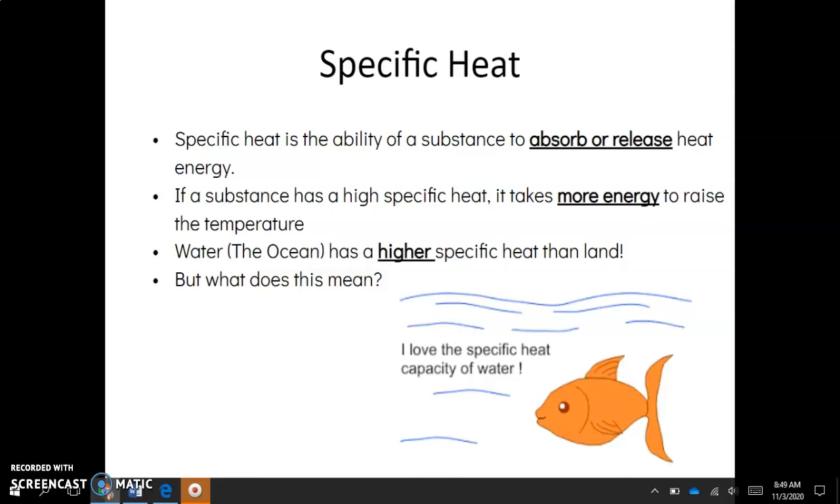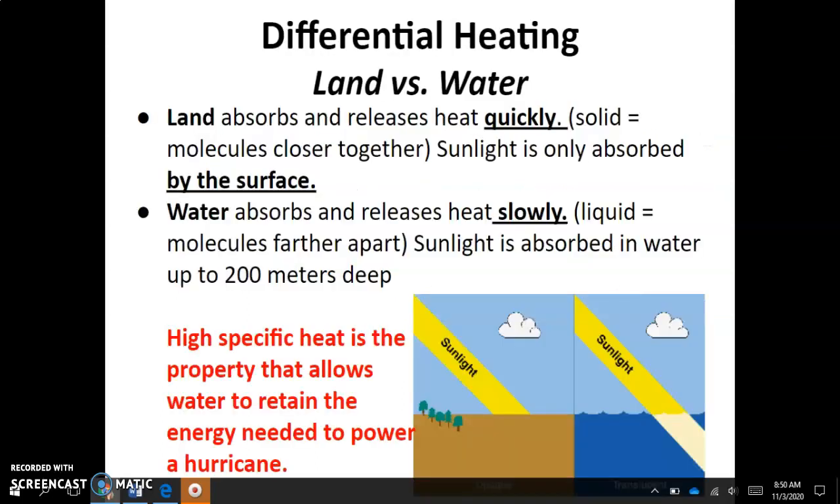So water, specifically the ocean that we're talking about here, has a higher specific heat than land. So what does that mean? It means that it's going to take a lot more energy from the sun to raise the temperature of the ocean than it will to raise the temperature of the land. And that goes back to that concept of differential heating. So differential heating, again, we've talked about this before, but it's always good to review. So remember, differential heating is just the idea that different substances require different energy to heat up.